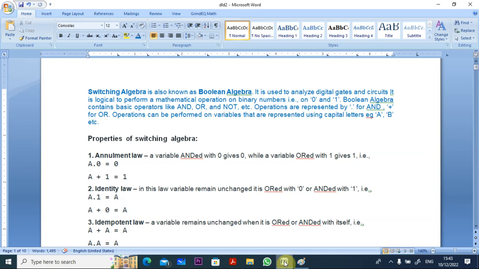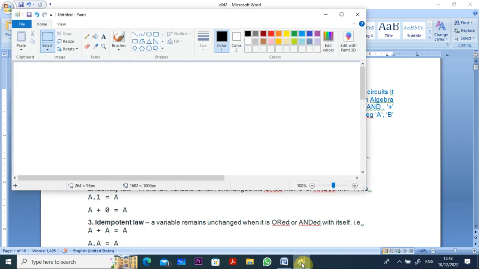This Boolean algebra contains basic operations. What are the basic operations? AND, OR, NOT. These are all called the basic operations. I'll show you all the things. What are the basic operations? You can clearly see it here.